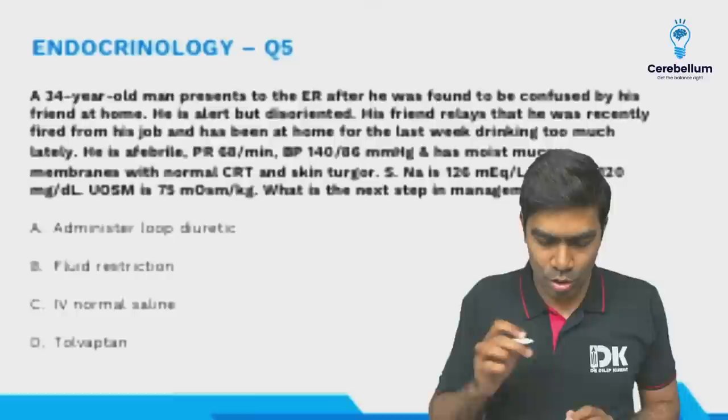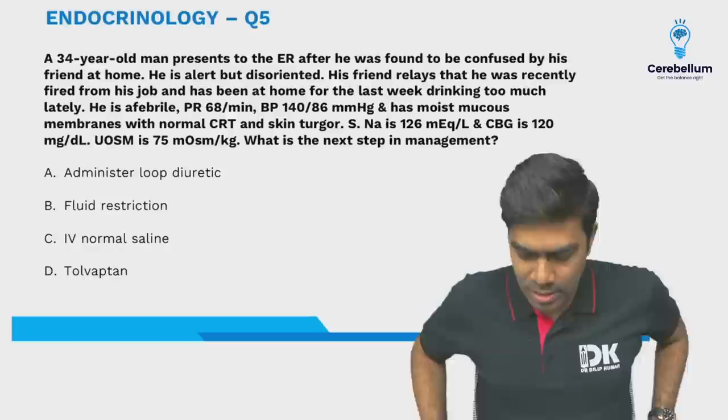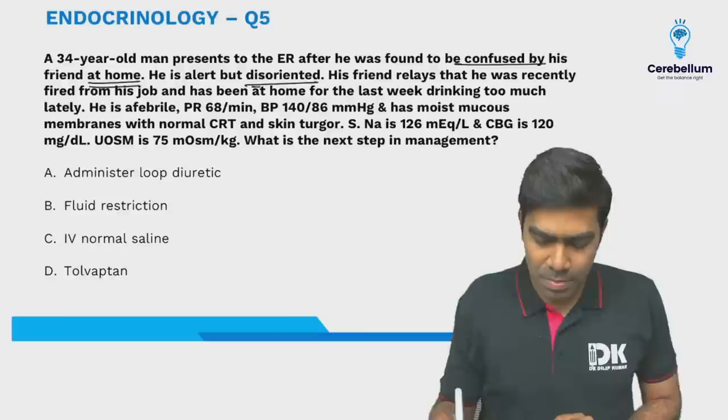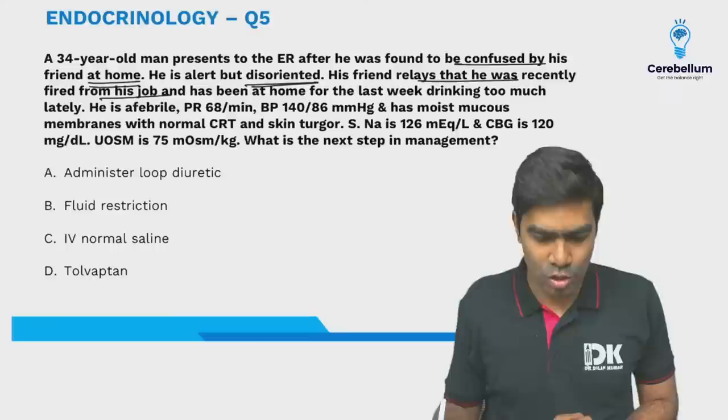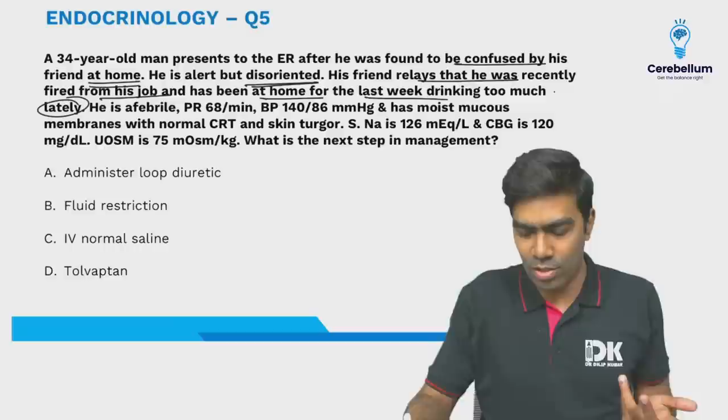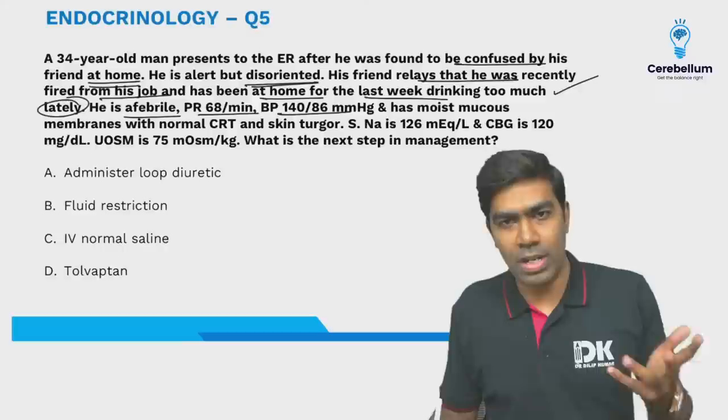Next, let us move on to question number 5. A 34-year-old man presents to the emergency room after he was found to be confused by his friend at home. He is alert but disoriented. His friend relays that he was recently fired from his job and has been at home for the last week drinking too much lately. So he is continuously drinking alcohol. He is afebrile, pulse rate is 68, BP 140/86, and has moist mucous membranes with normal capillary refill time and skin turgor. Everything is normal.